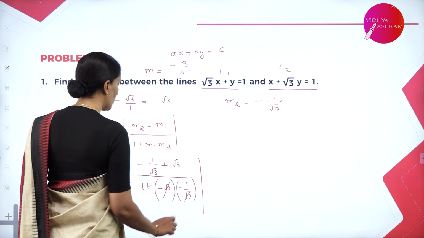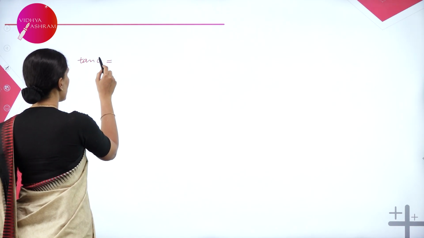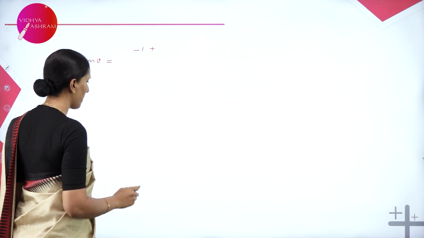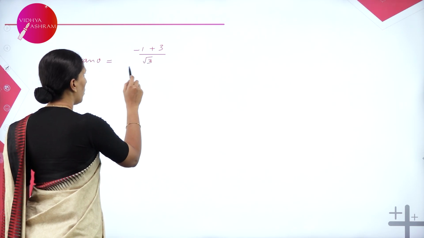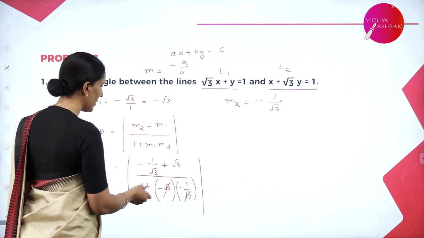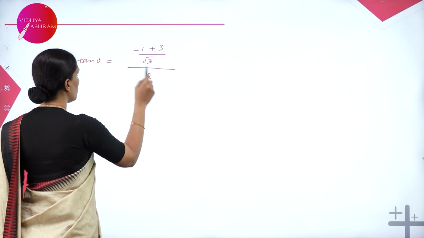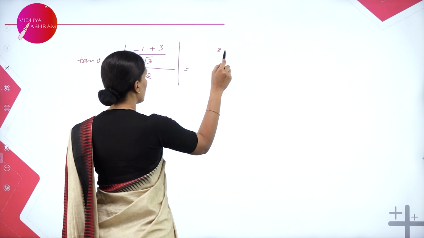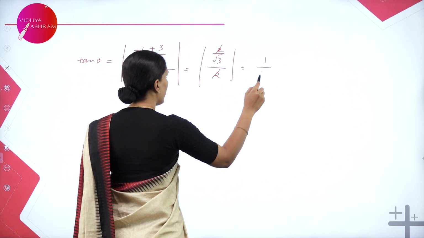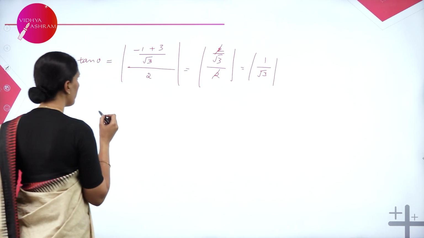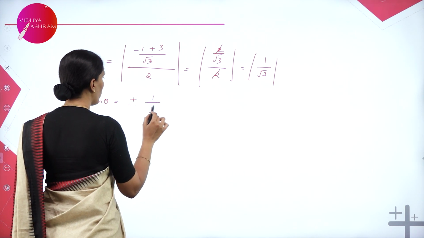So here root 3 cancels. So solving this, tan theta is equal to minus 1 plus root 3 into root 3 becomes 3, divided by root 3, whole divided by, we have minus 1 into minus 1 which becomes plus 1, 1 plus 1 is 2. So 2 under the modulus. So now this becomes 2 by root 3 divided by 2. So cancels, 1 by root 3. Now if you remove the modulus, then tan theta can be written as plus or minus 1 by root 3.